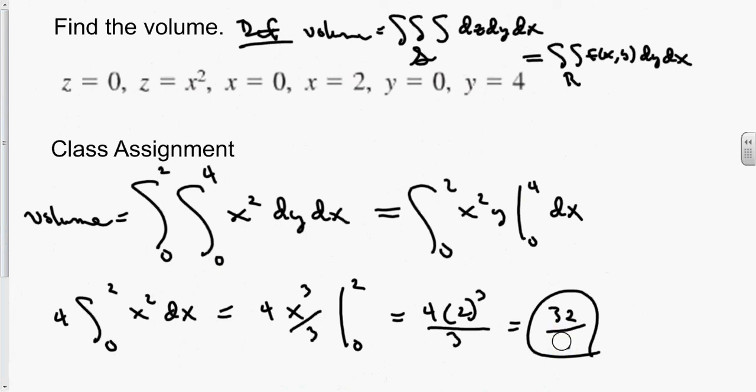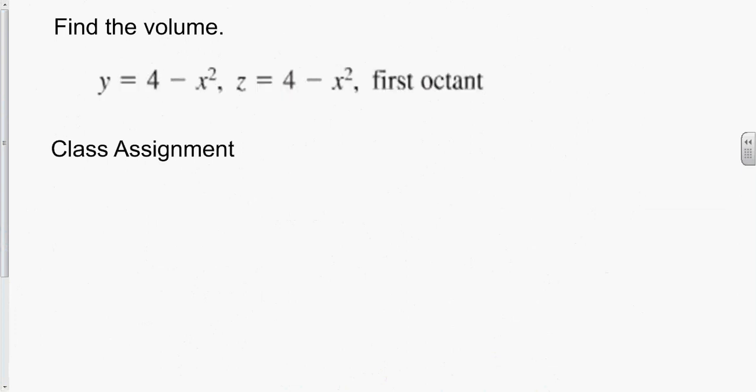All righty. You can take a look at the next one. What does the first octant mean again? X, Y, and Z are positive. Yep. Let's put the answer up there.